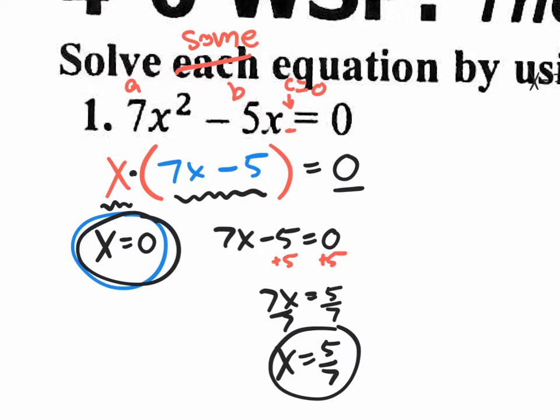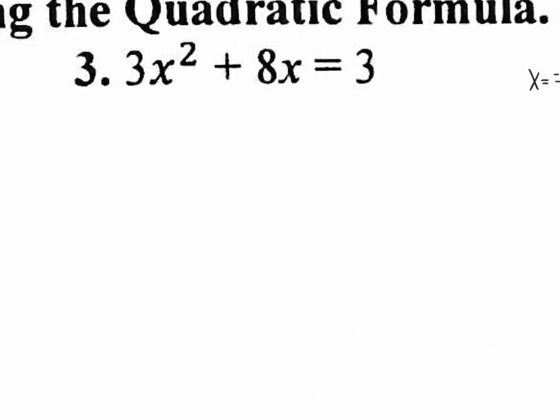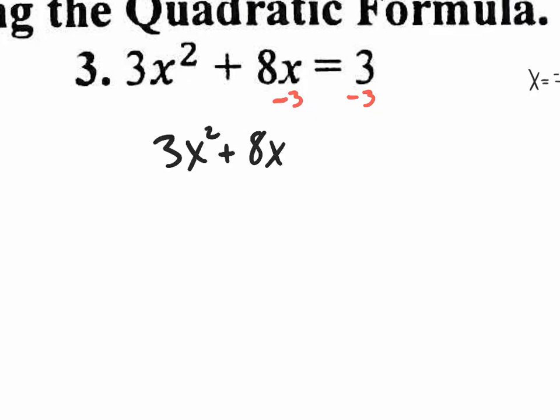It doesn't matter how crazy it looks, whether it has fractions or decimals, you could use a quadratic formula on anything, all right? Number 3 right here. Well, first of all, it's not ready to go. I need to make it equal to 0 first. So let's subtract 3. Subtract 3. Rewrite it. You're going to have 3x squared plus 8x minus 3 equals 0.